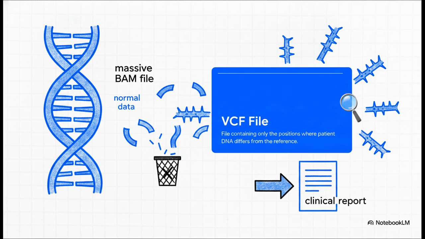That giant BAM file, containing all the normal and abnormal DNA reads, gets completely stripped down. We essentially throw away all the normal data and we keep only the mutations. This creates the VCF, or Variant Call Format file. The VCF is hands down the most critical file in the entire pipeline because the final clinical report is going to be based entirely on the mutations listed right here.